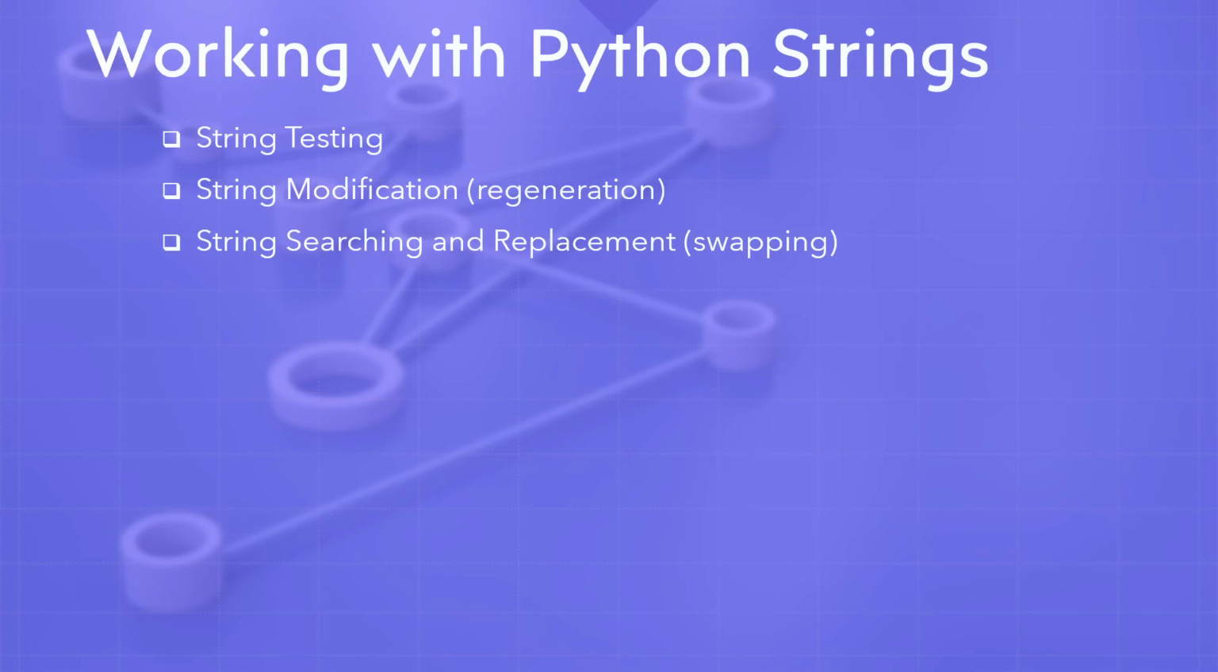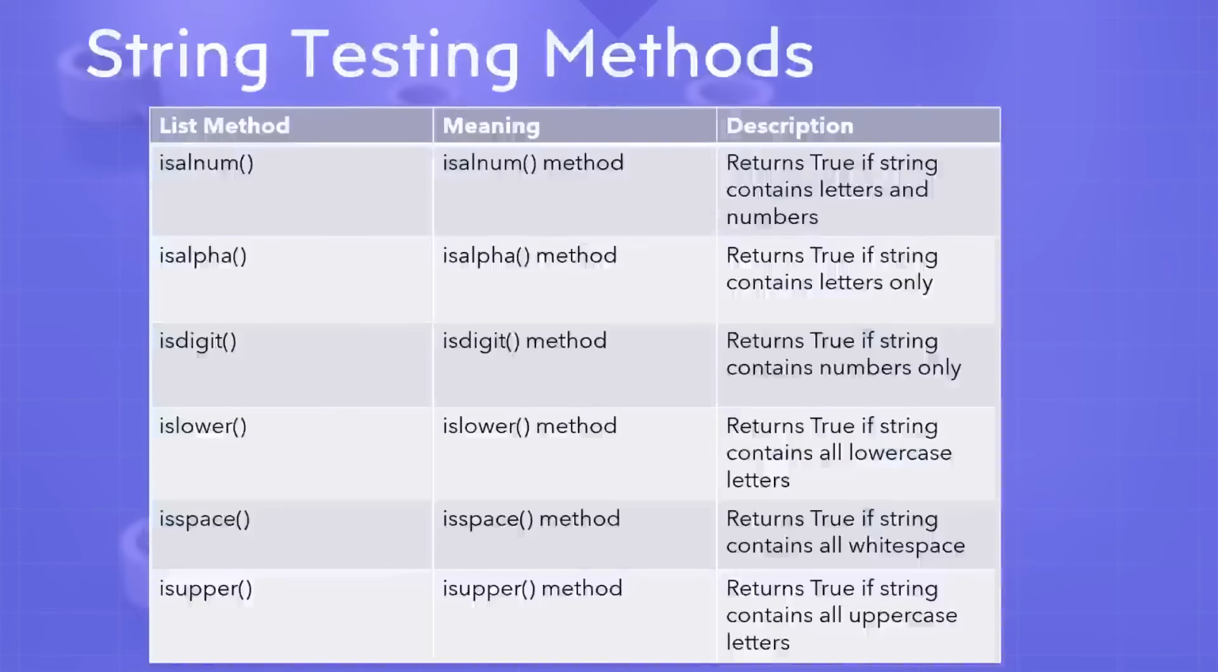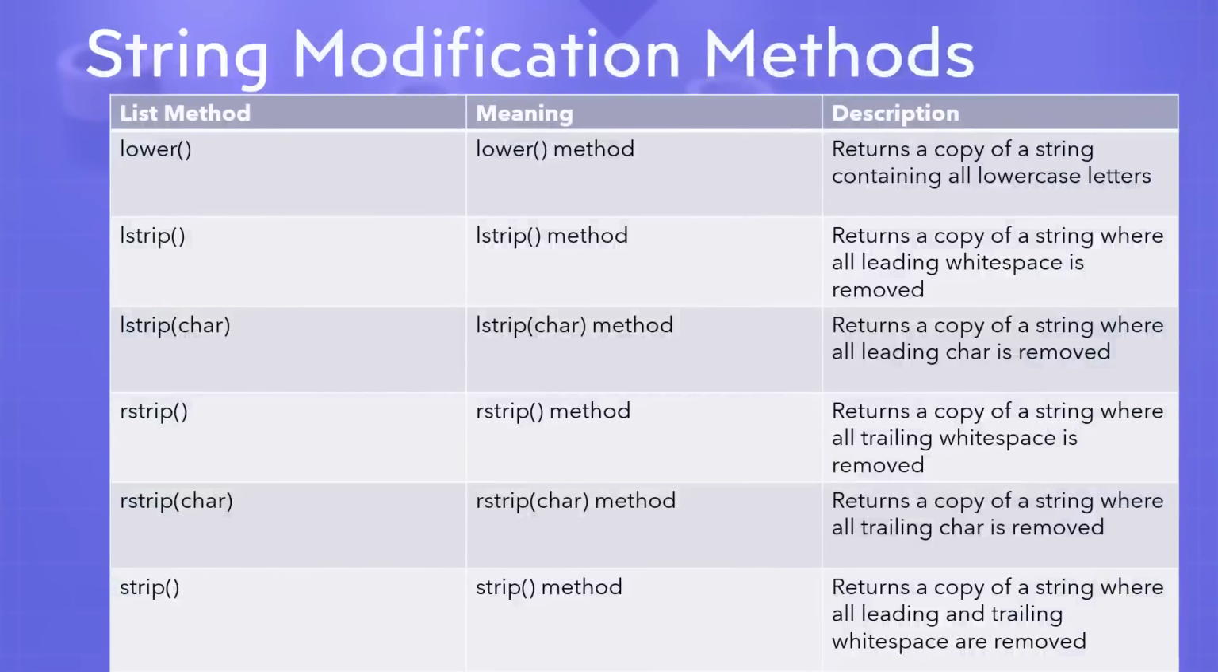The ways to work with strings in Python are by testing them, modifying them or regenerating them, and searching for them and replacing them. Here are string testing methods in Python. Here are string modification methods.